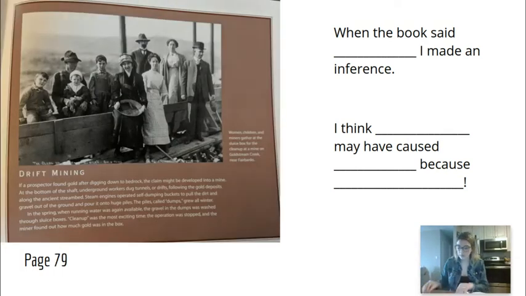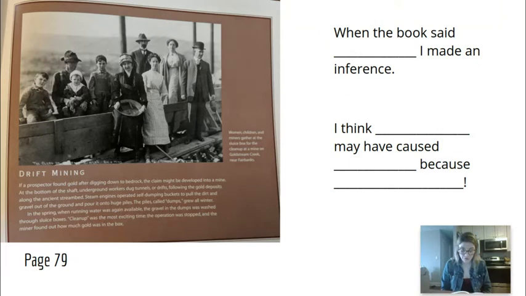And our last one here on page 79. This is drift mining. And you can see here we have another caption. Women, children, and miners gather at the Solace Box for the cleanup at a mine on Goldstream Creek near Fairbanks.